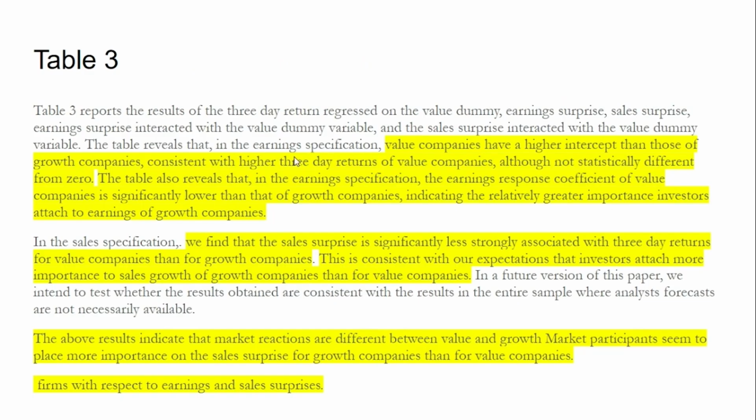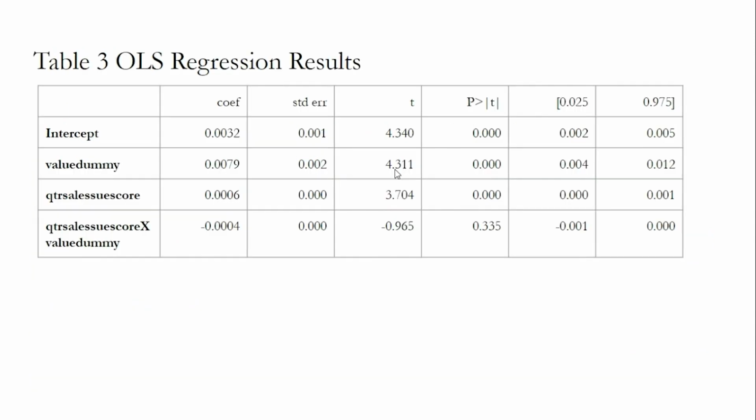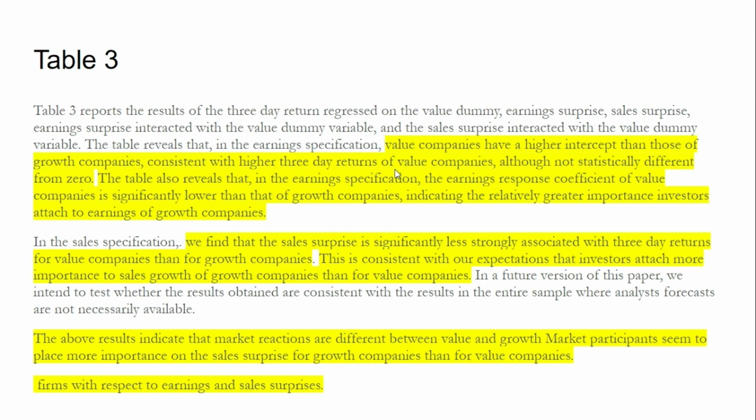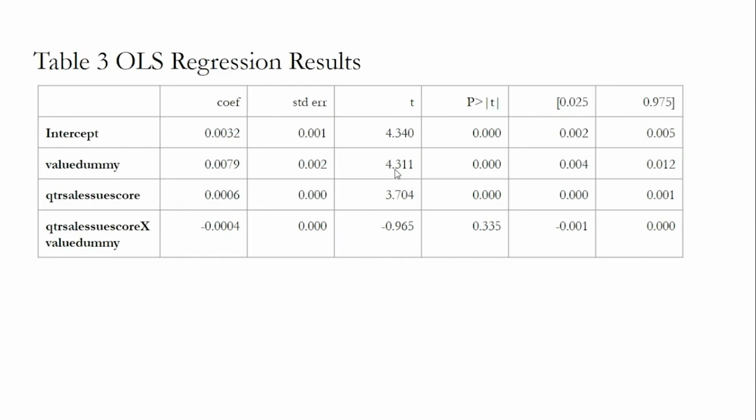So sure enough, in both the earnings and the sales specification, value firms have a higher intercept than those of growth companies, consistent with higher 3-day returns of value companies, although not statistically significant. Okay, in this case, it is statistically significant. So the table also reveals that in the earnings specification, the earnings response coefficient of value companies is significantly lower than of growth companies, indicating relatively greater importance investors attach to earnings of growth companies.